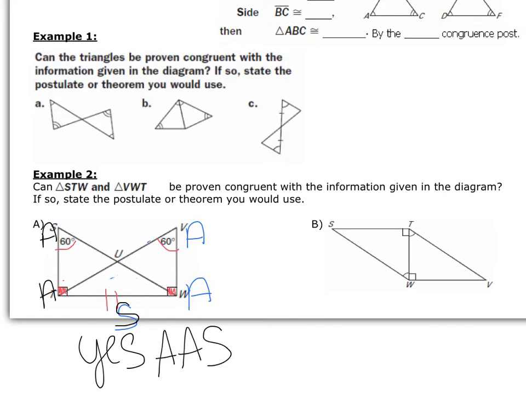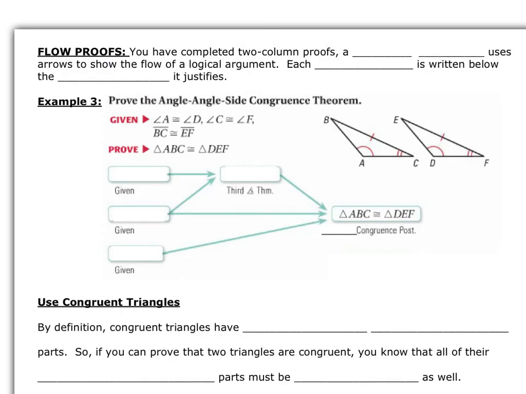This one, the triangles are sharing a side, so I'm going to mark that reflexive. I have an angle here, a side, and then an angle. An angle, a side, an angle. So yes. Again, pay attention to where that side is. If it's in between your angles, then you need to use the postulate or theorem that has that there.